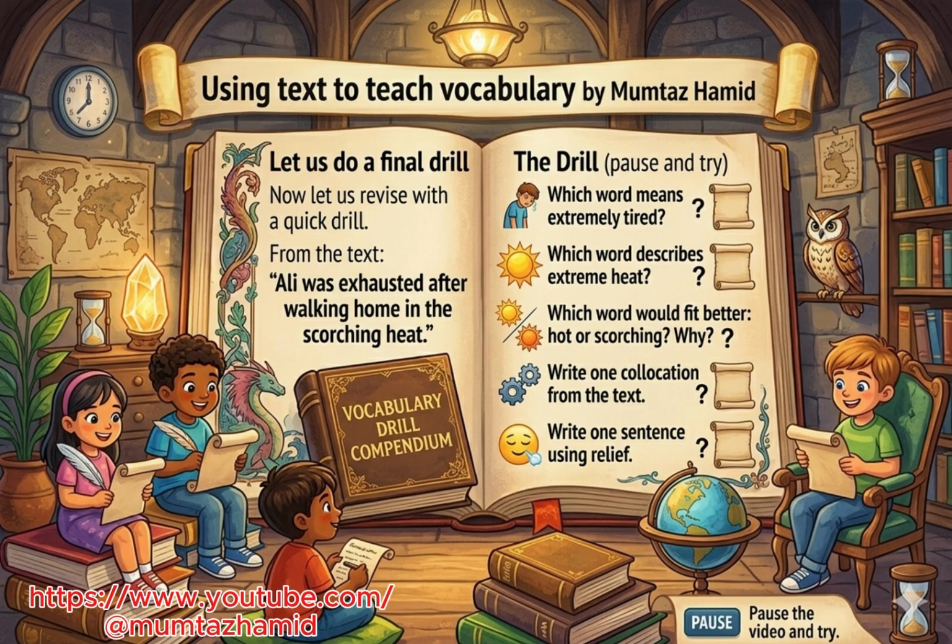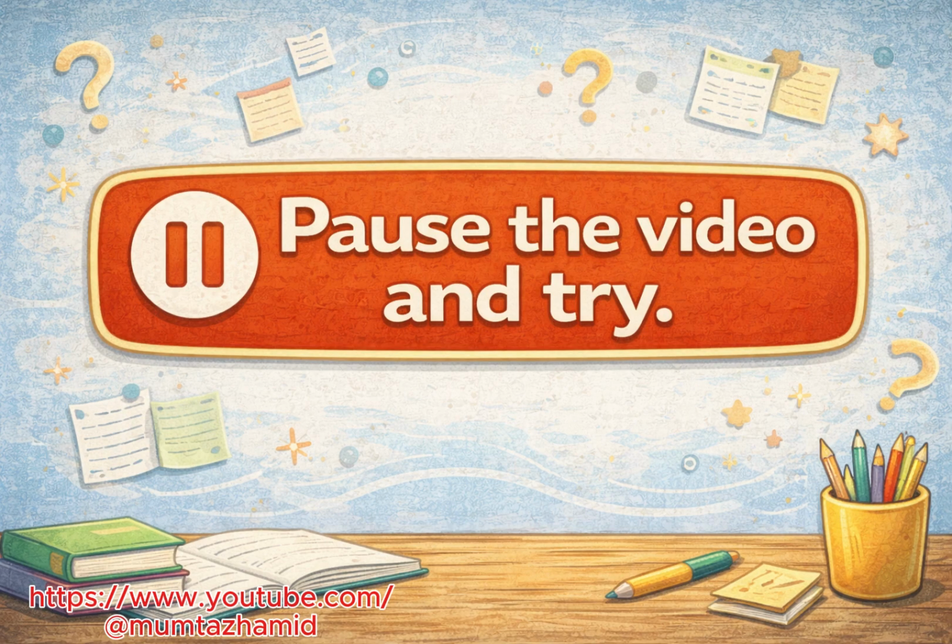Let us do a final drill. Now, let us revise with a quick drill. From the text, Ali was exhausted after walking home in the scorching heat. Answer these. 1. Which word means extremely tired? 2. Which word describes extreme heat? 3. Which word would fit better, hot or scorching? Why? 4. Write one collocation from the text. 5. Write one sentence using relief. Pause the video and try.